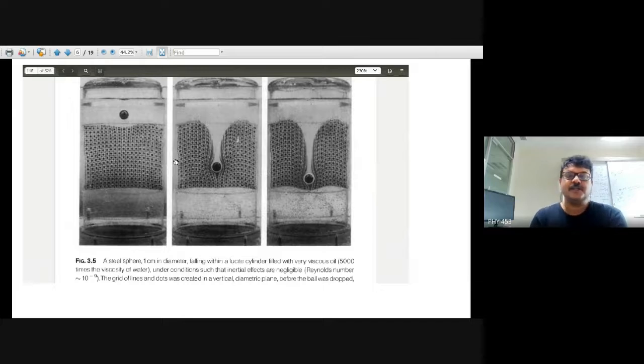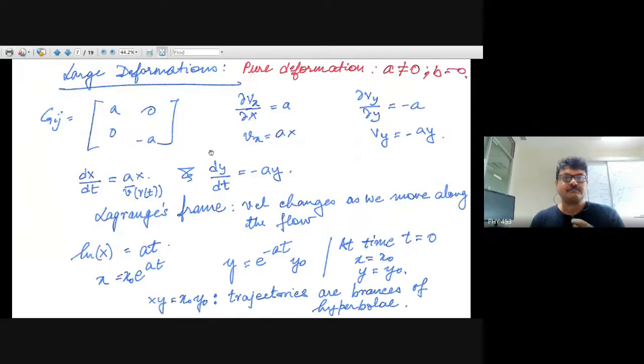And now you could visualize this deformation. This picture looks simple, but I think quite some amount of effort has gone into visualizing this. And I thought that not only should you talk about mathematics, but you should also talk about how you measure velocity gradients, right? That's extremely important.